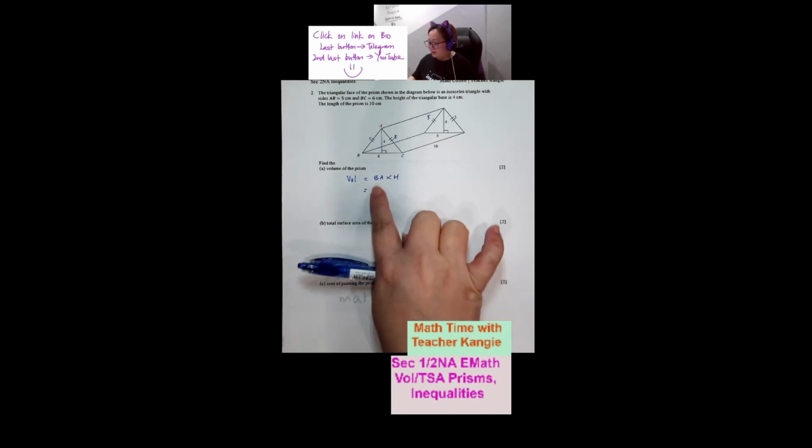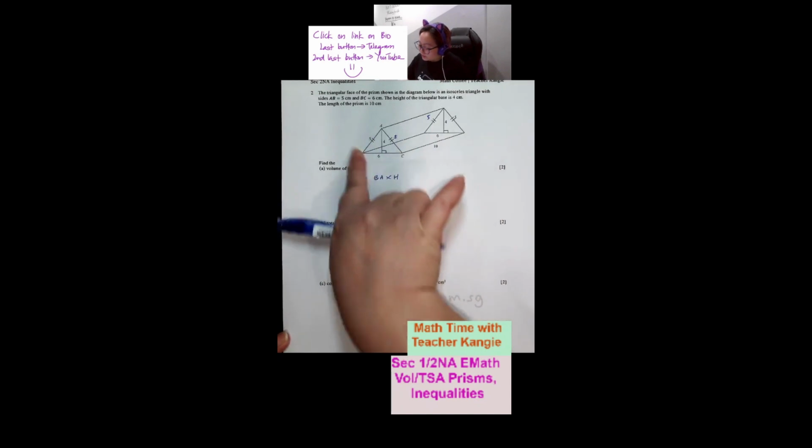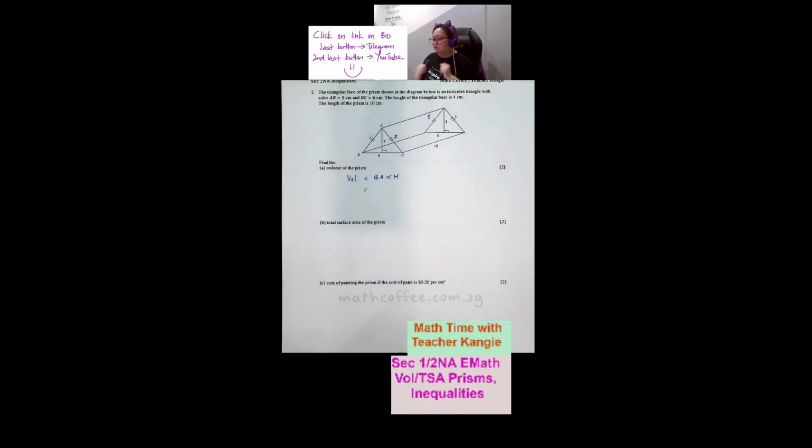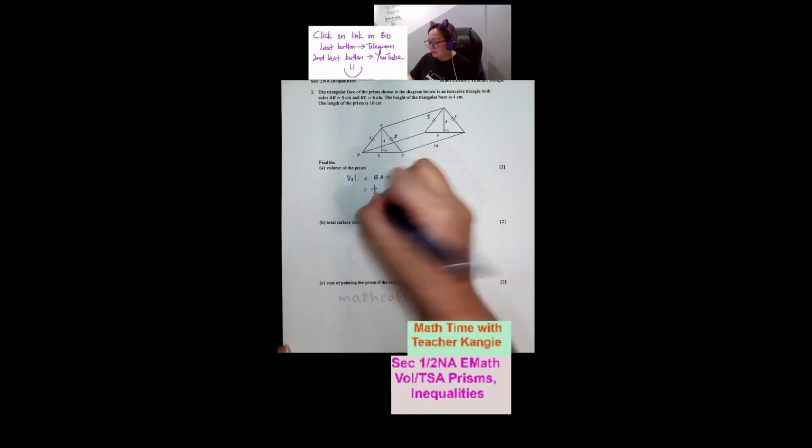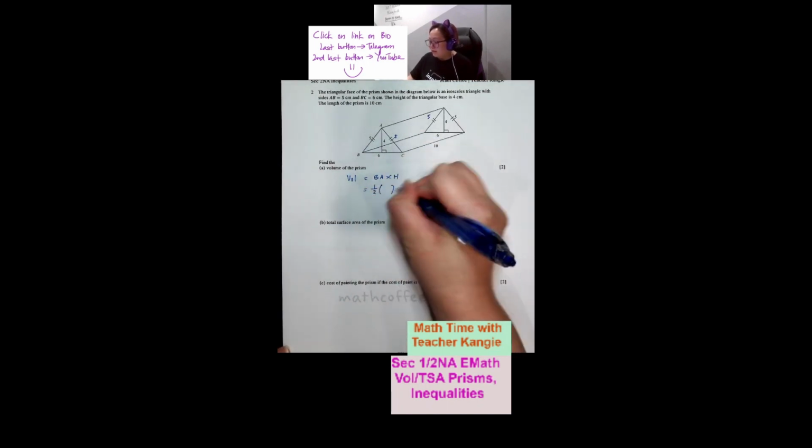Then again, base area. You analyze the base area. Oh, it's a triangle. Then I have to apply the area of a triangle. So in this case, it's half times base times height. Okay, so half times base times height.